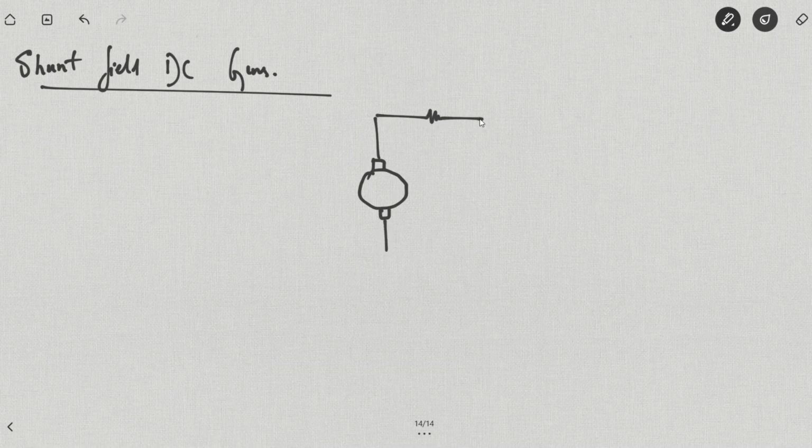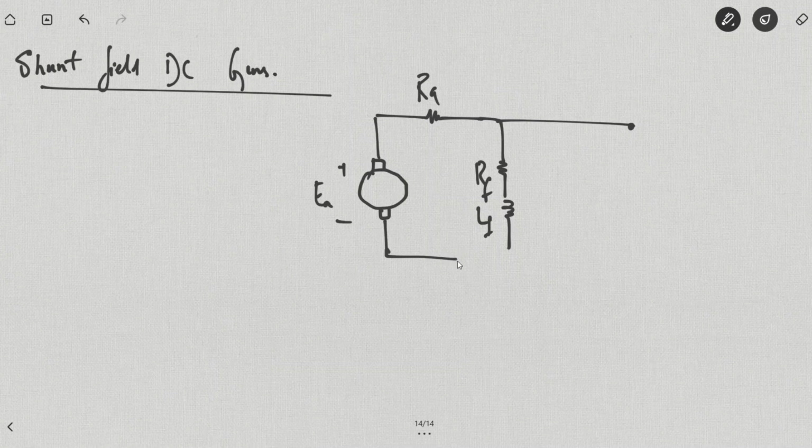This is your armature resistance. It is in parallel with the shunt. It's in parallel with the field winding. So you have the armature resistance here. You have the field resistance, field inductance, EA, and available to us is the terminal voltage of this machine.